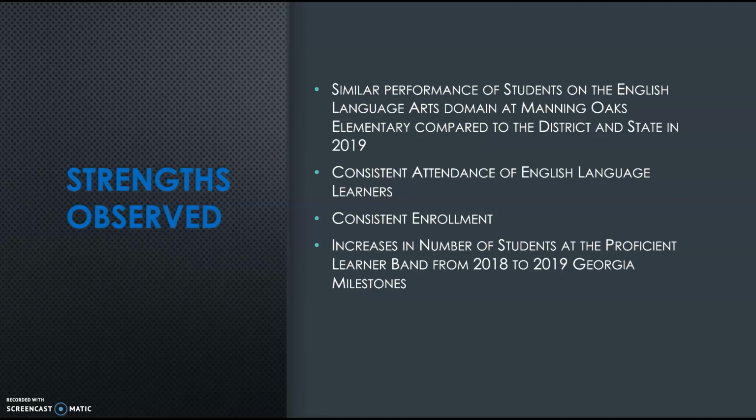There is a consistent enrollment of the total number of students over the last 3 years, from 939 to 875 and back up to 984, which helps keep teachers at Manning Oaks and provides opportunities for new hires. Finally, we observed increases in the number of students at the proficient learner level on the 2019 Georgia Milestones school-wide. This is encouraging to see this number increase from 2018 since the curriculum adjustment for reading and writing.